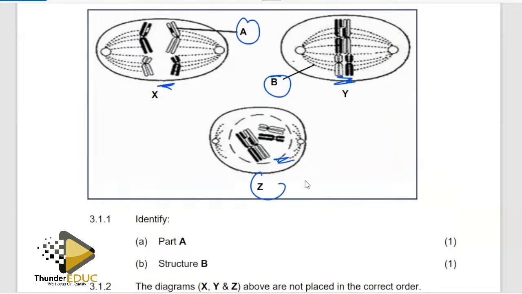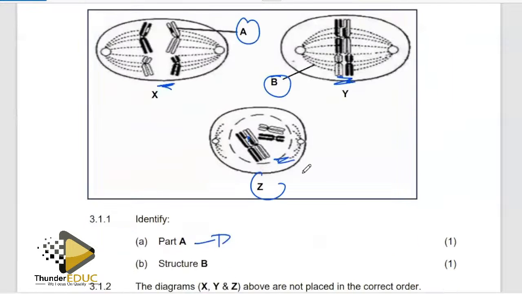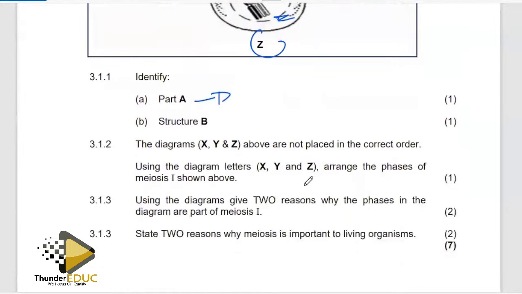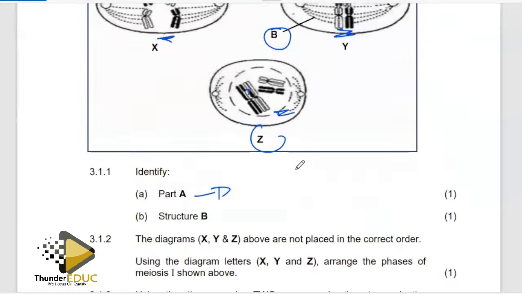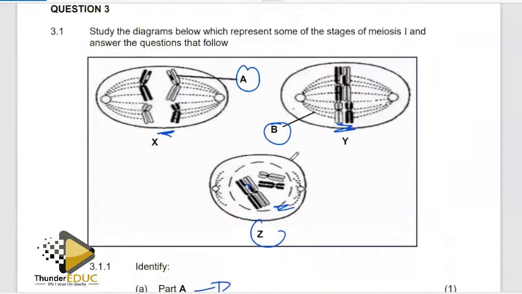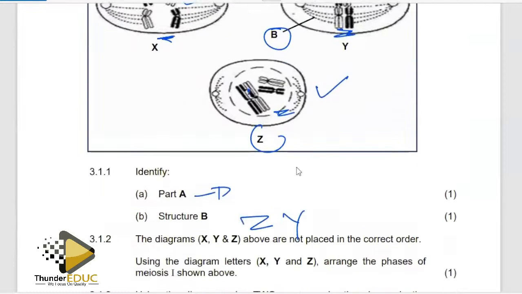Then number 2, there is crossing over taking place here. So identify what is part A. A, we have seen it. It is chromosome. What is B? B, we have said spindle fibers. Diagram X, Y, and Z are not placed in order. So the answer is Z. You start with the prophase, then you go to metaphase, and then anaphase. So it's going to be Z, Y, X.